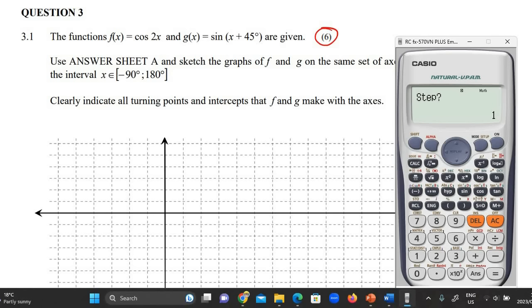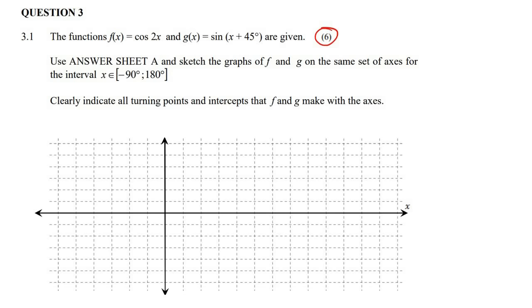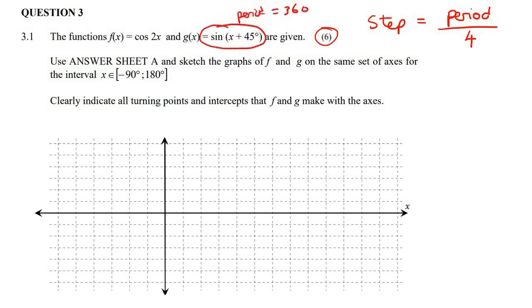Press equals. Now, the step we need to talk about. For the step, I'll bring the calculator back soon, but for the step, this is so important. It is going to be the period of your graph divided by 4. Now, a normal sin graph has a period of 360, because this x plus 45 just moves the graph left and right. It doesn't change the period.